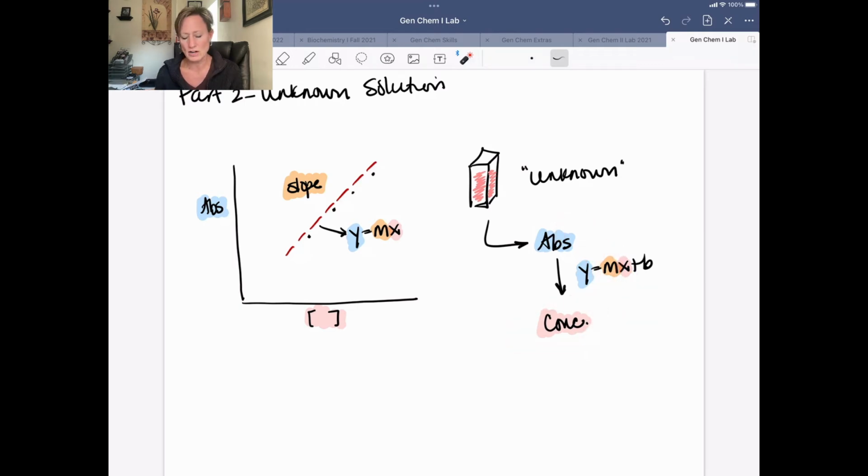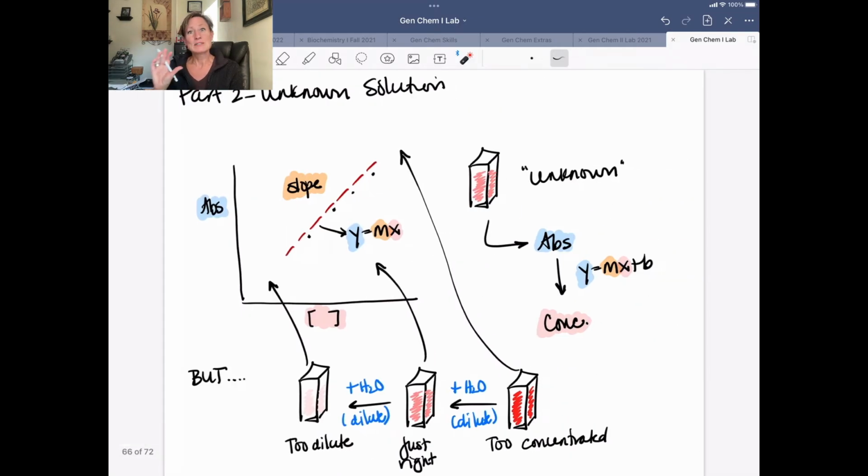Now, one other thing to highlight here, it's possible that you might have a standard solution that's too red, too concentrated, so you need to dilute it. But you want to make sure that you don't dilute it too much and get something that's not red enough. So if something is too dilute, you're going to have an absorbance value that's too low, and it's not going to be within the range of where your line is.